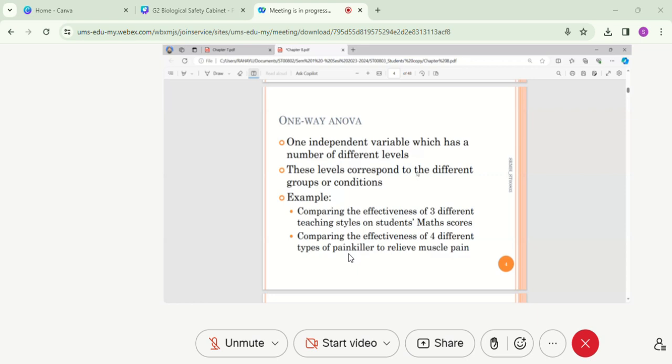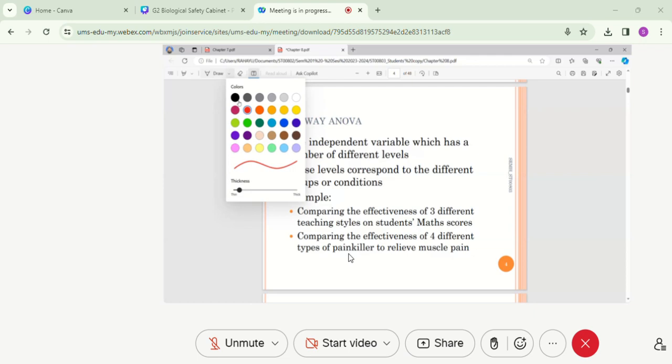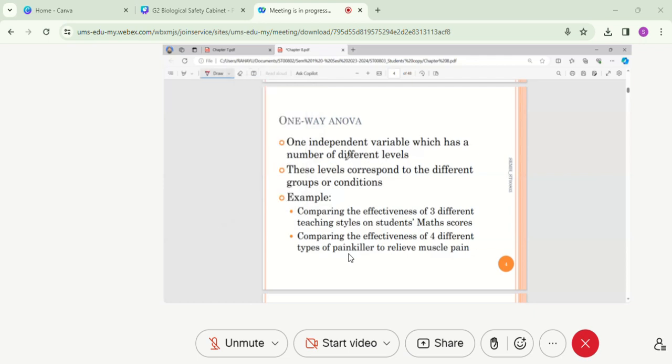Now, for one-way ANOVA, there is one independent variable which has a number of different levels. A number of different levels means that you have different groups. Different levels mean different groups, and the different groups serve as different samples. So you measure one thing, concentration, maybe temperature, and then you have different levels of conditions. These levels correspond to the different groups of condition.